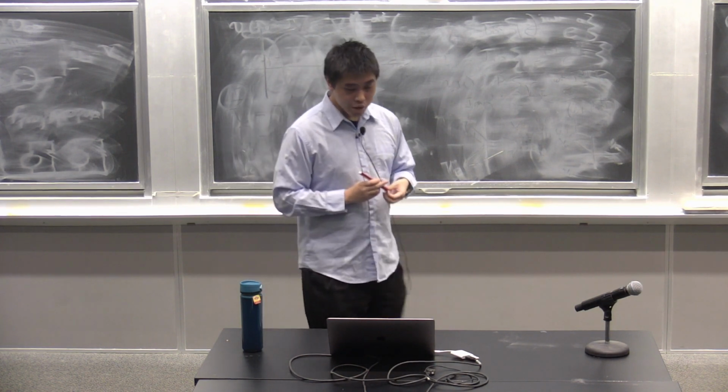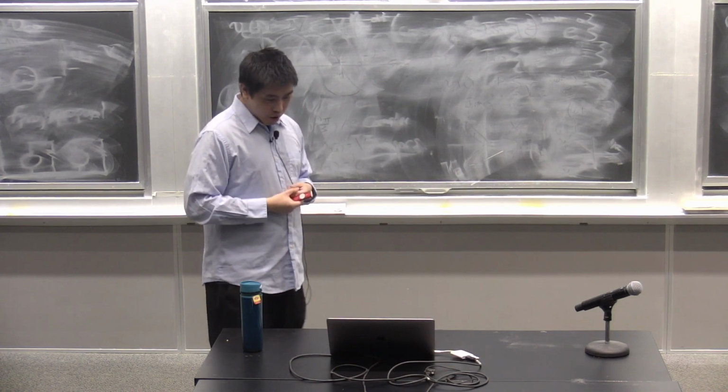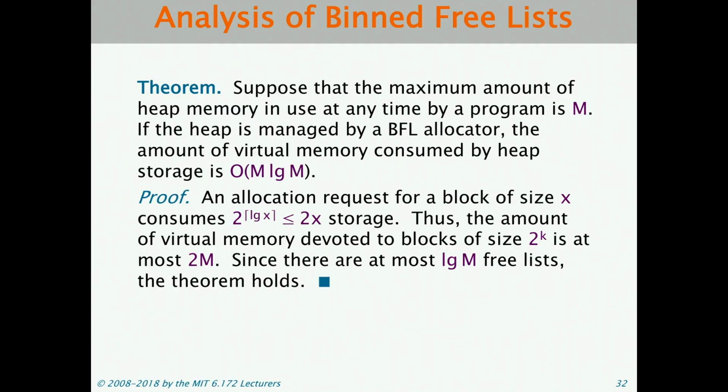Right, so the number of bins we have is upper bounded by log M. And each bin is going to use order M memory. So let's look at this more formally. An allocation request for a block of size X is going to consume 2 to the ceiling of log base 2 of X storage, which is upper bounded by 2X. So we're only wasting a factor of 2 storage here.